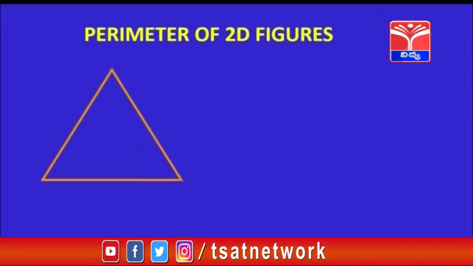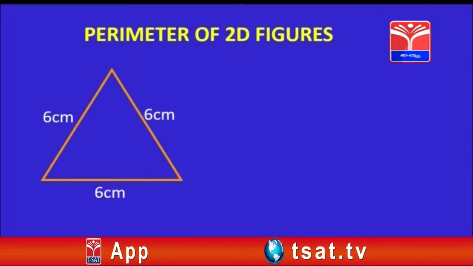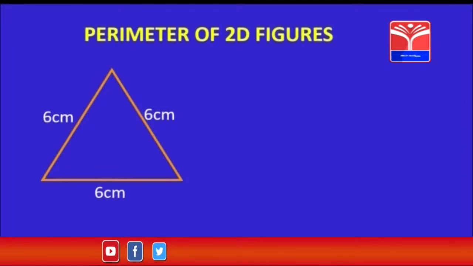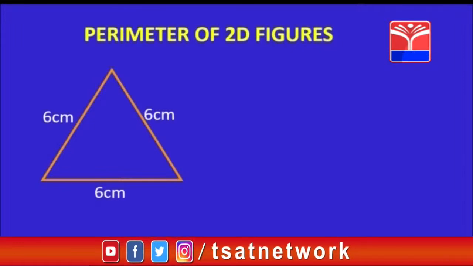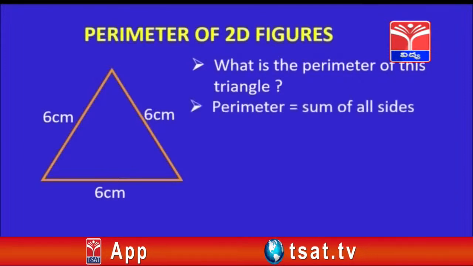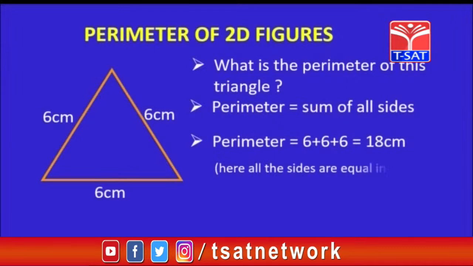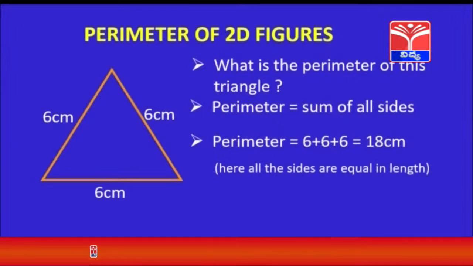What is the name of this figure? It is a triangle. Now measurements are given. Observe the measurements. All the measurements are equal here, 6 centimeters. Such a triangle is known as, tell me the type of the triangle here. Yeah. What is the perimeter of this triangle? So as we learnt just now, perimeter is equal to the sum of all sides. Here perimeter is equal to 6 plus 6 plus 6. All the 3 sides are equal here. We should observe that all the 3 measurements are equal. So the answer is 18 centimeters.